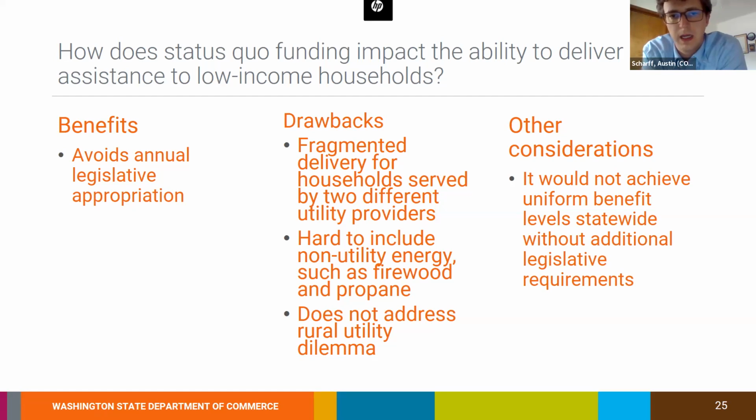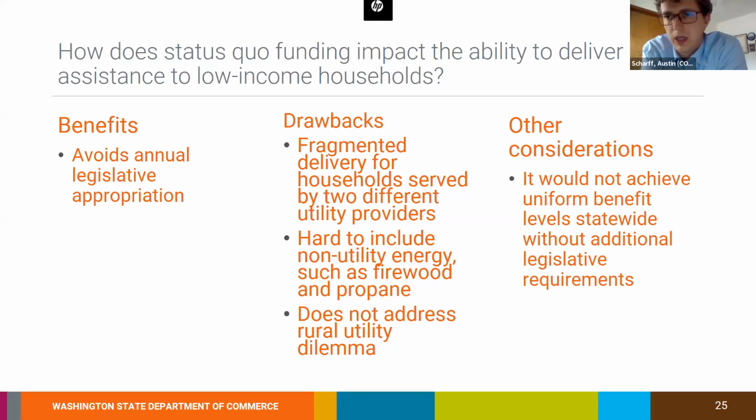The drawbacks that we've heard from stakeholders are that this fragments the delivery of energy assistance to households served by two different utility providers. It can be hard to include, again, those non-utility energy costs. And it does not address the problem that was just laid out around funding rural utility programs and the disproportionate share of low-income energy burden households there.